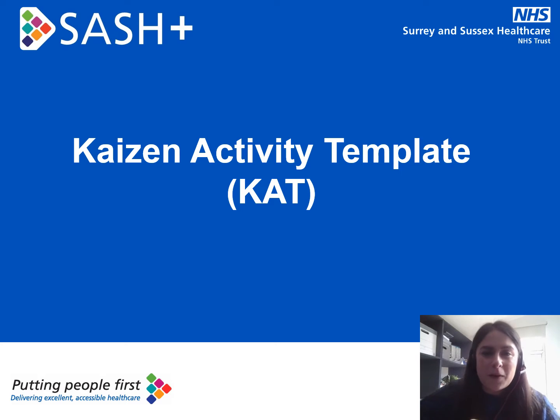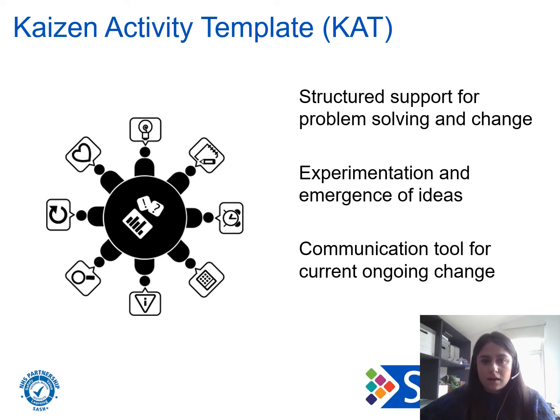Hello and welcome to this bite-sized session covering the Kaizen activity template, also known as A3 thinking. The Kaizen activity template, or CAT, provides structure to support problem solving and change. The CAT allows for experimentation and the emergence of ideas as improvement work develops. It's a tool to communicate with others about what is going on and capture all that you are doing for that change.